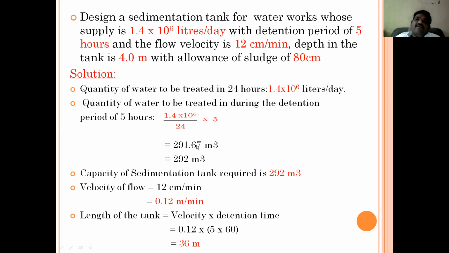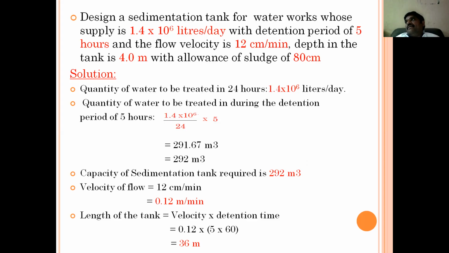Now the value we have is, take the calculator and do it now. This is 291.67 meter cube. Let us say 292 cubic meters. Now, capacity of sedimentation tank required is 292 meter cube.